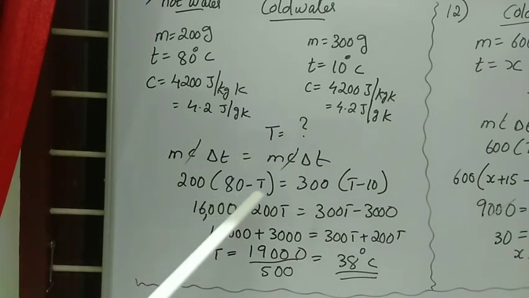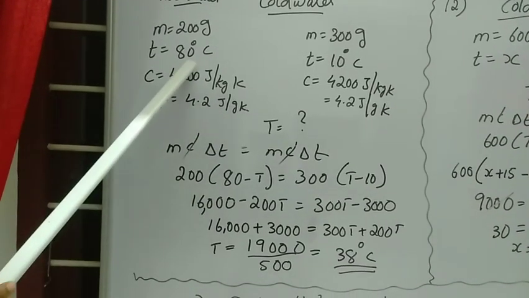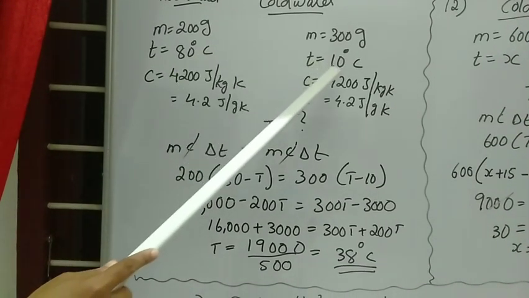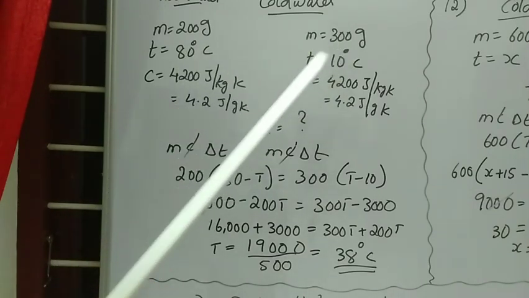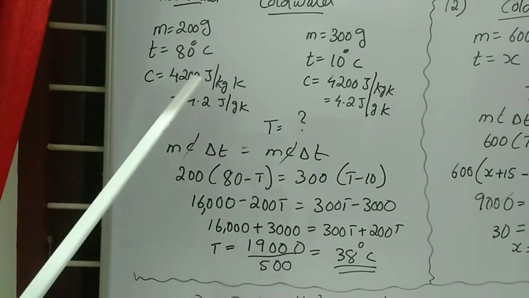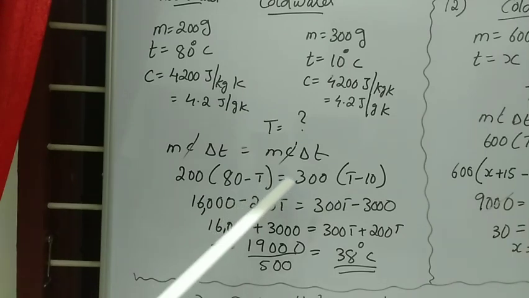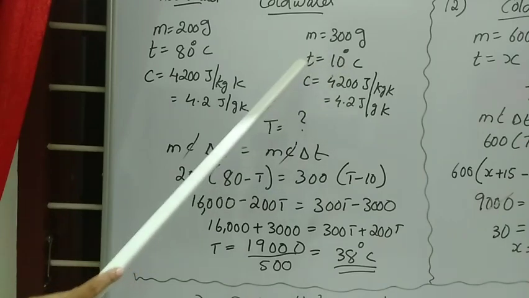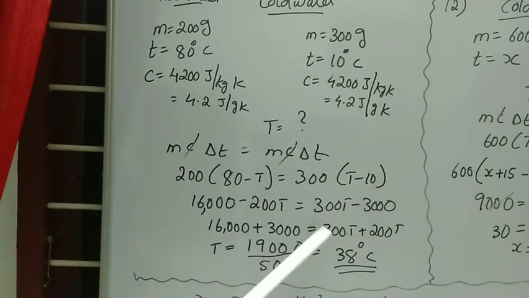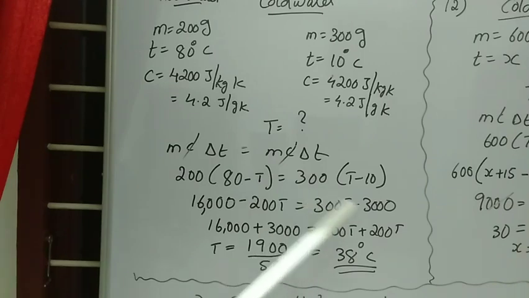So what is remaining? 200 into. Now again keep in mind how to take delta T. Here hot water is 80, cold water is 10. That means the final temperature will be between 80 and 10. That is, the final temperature will be less than 80. So we can take 80 minus T is equal to mass into. Here the final temperature will be anyhow more than 10, so T minus 10. Now open the bracket. 200 into 80 is 16,000 minus 200 T is equal to 300 T minus 3,000.